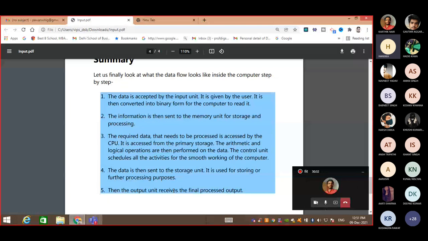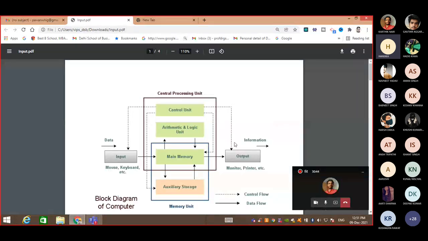Let me once again explain it through the block diagram. See, the data is given by you in the English language, which is converted into binary form. This is the task responsible for this.